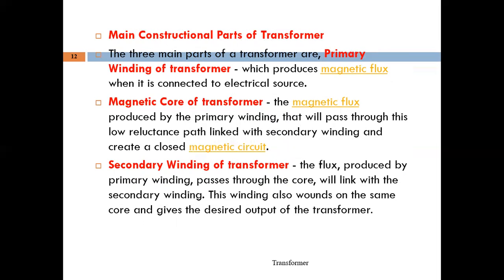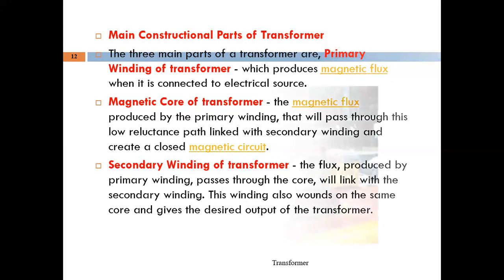There are three main parts of the transformer. First, the primary winding of the transformer, which produces magnetic flux when it is connected to an electrical source. Second, the magnetic core of the transformer: the magnetic flux produced by the primary winding passes through this low reluctance path, links with the secondary winding and creates a closed magnetic circuit. In the magnetic core, the lamination which connects the two vertical limbs is called the yoke. Depending upon the material used for the core, its area may be larger than the limb area or equal to the limb area.